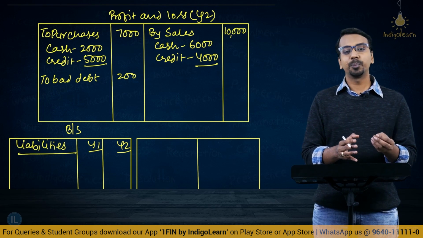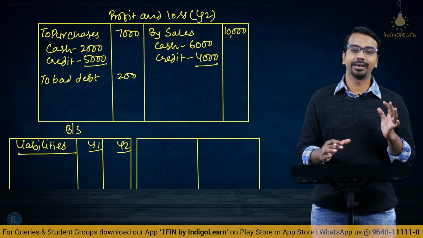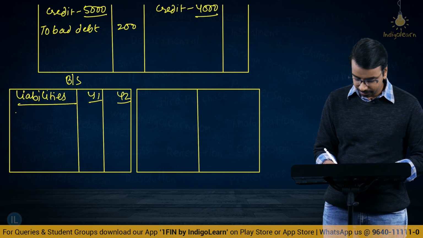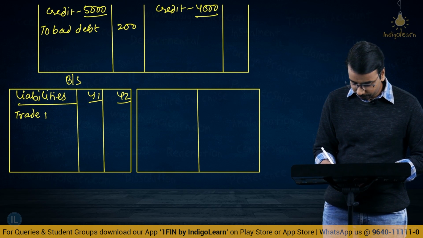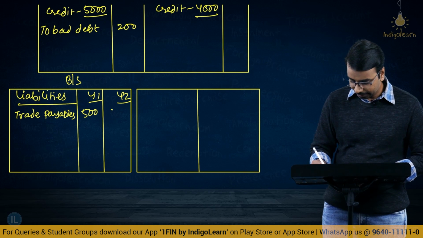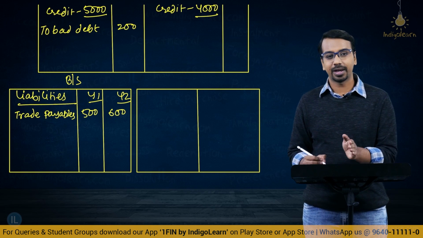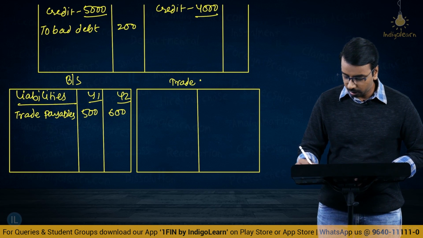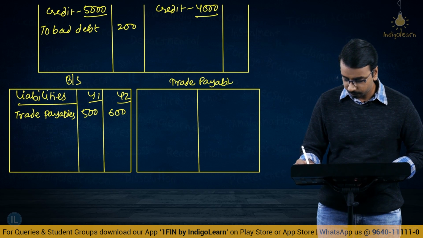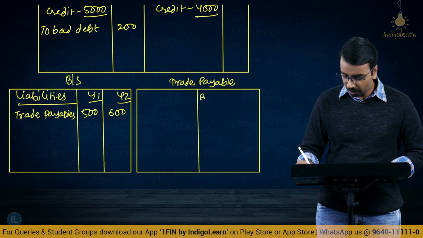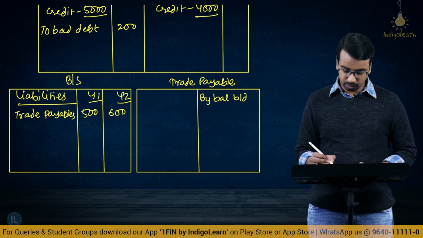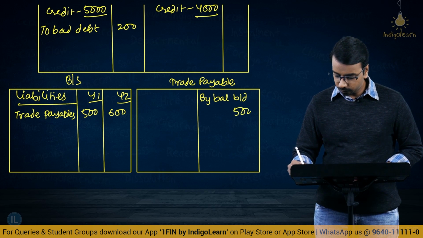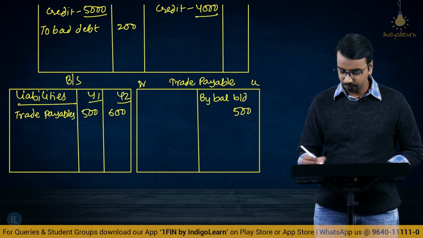Let's see how we can compute the amount that has been paid to the creditors. Let's assume that we had trade payables of 500 and 600. Opening balance is 500, closing balance is 600. So you will prepare a trade payable or a creditor account, right? There you will put by balance brought down. How much is the amount? 500. This is the credit side, this is the debit side.